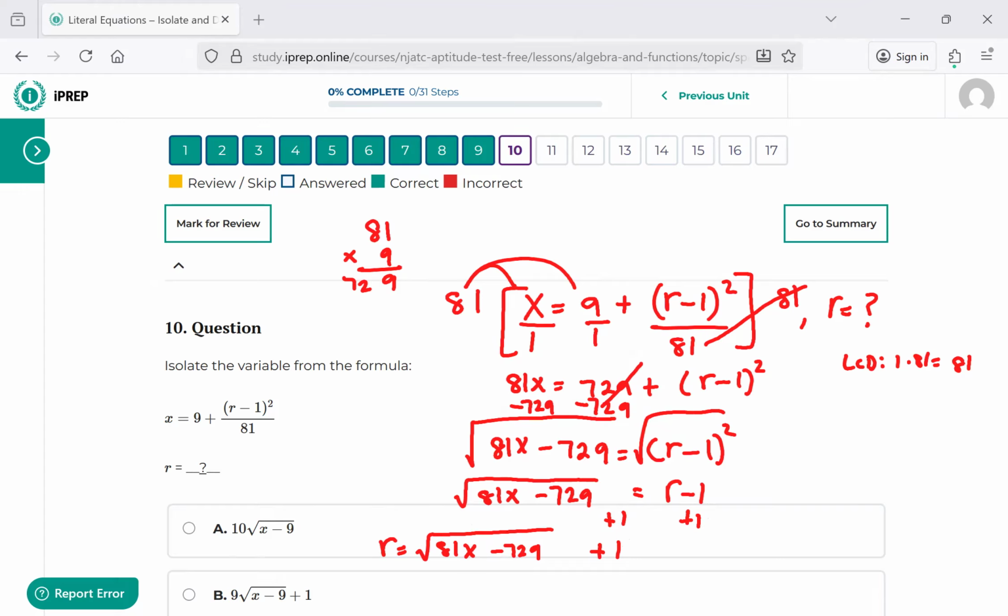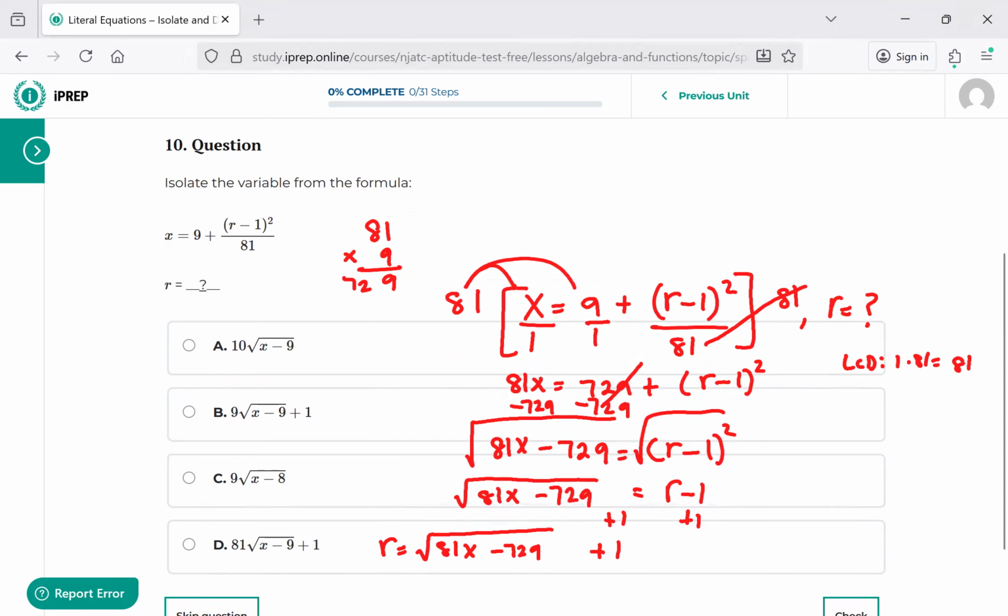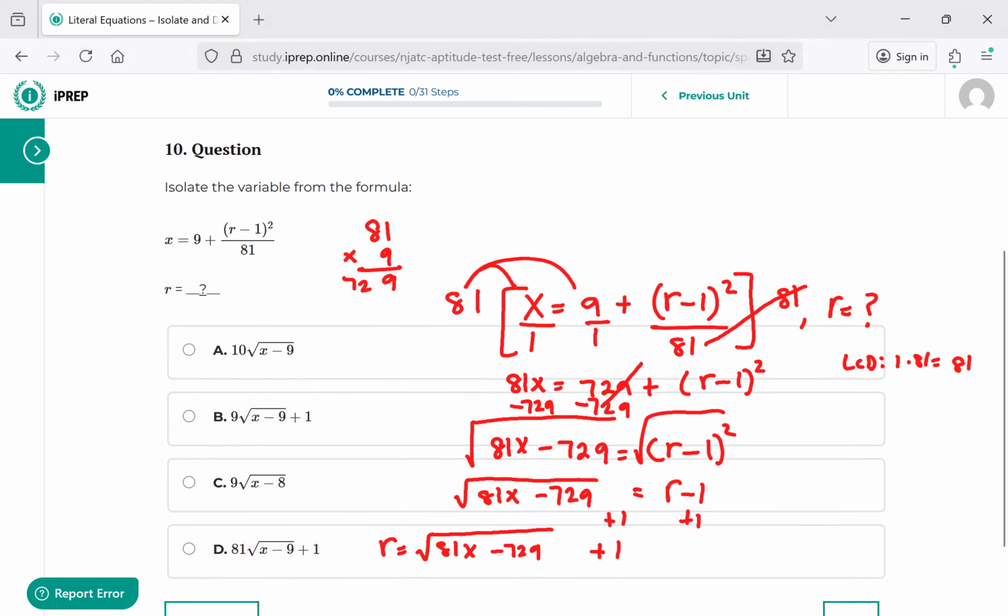So you can eliminate a few. You can eliminate the first one and the third one, C, because they don't have a plus 1. But why don't you see our answer? Because they simplified it a bit more. Inside the square root, 81x minus 729, can you factor out a common factor? I think they're both divisible by 81.